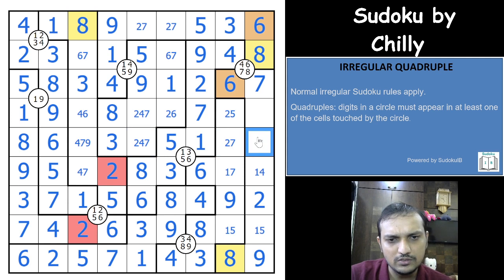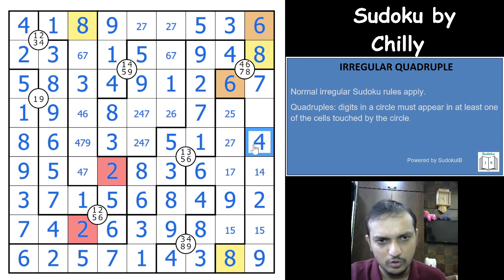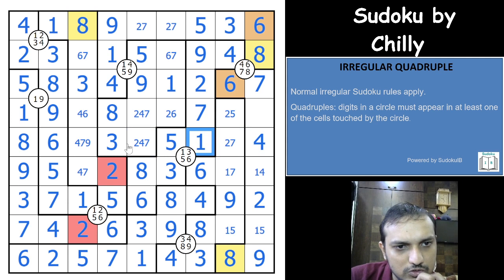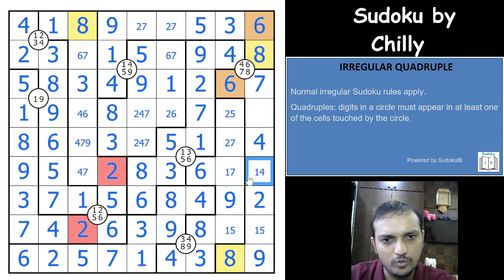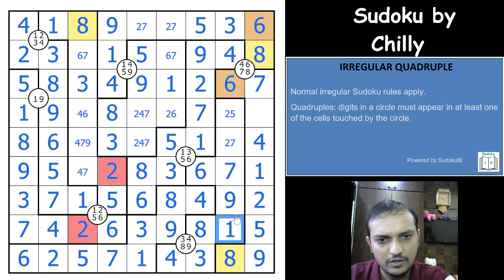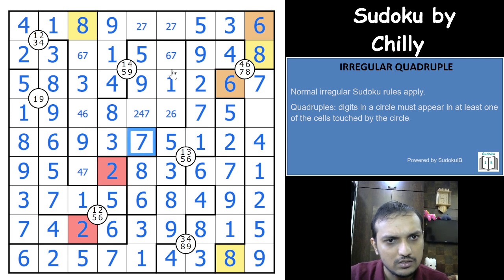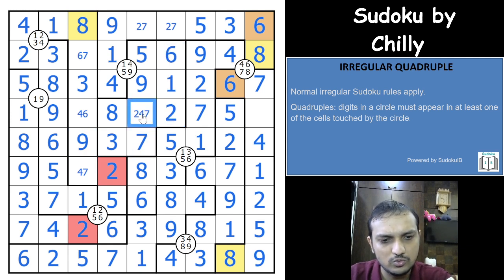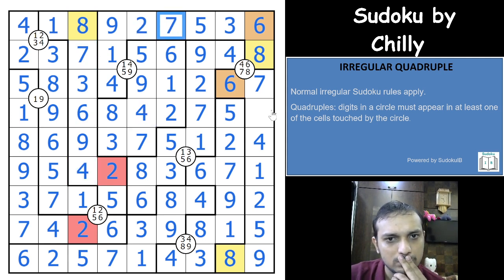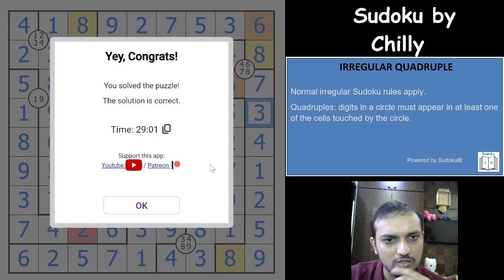2, 4, 7 and 9, 7, 9, 2. This would have to be 4. Hidden single here. So this is 1, 2, 3, 4, 5, 6, 7, 8, 9. 4, 1, 7, 5, 1, 2, 5, right? 7, 9. 6, 2 and 4, 6, 7 and a 4, 2 and a 7, and this is a 3.